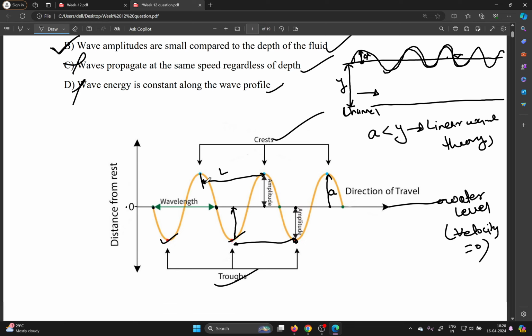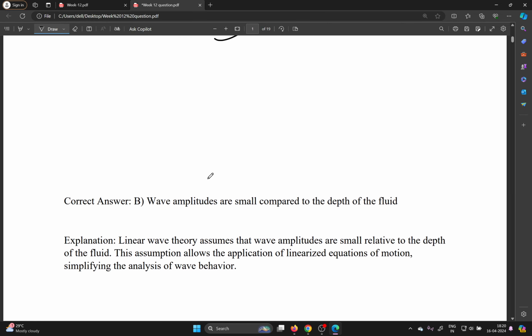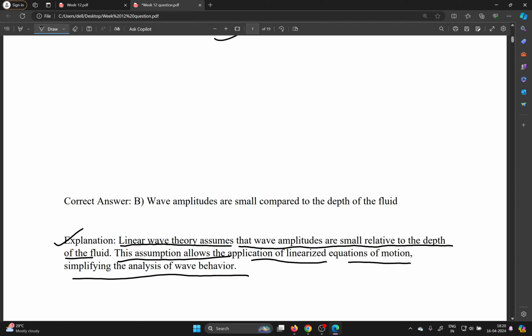Now moving ahead to question number 2. Here you can see the explanation also. The linear wave theory assumes that the wave amplitude is small relative to the depth of the fluid, and this assumption allows the application of linearized equations of motion, simplifying the analysis of the wave behavior. So basically, what does this assumption help with?